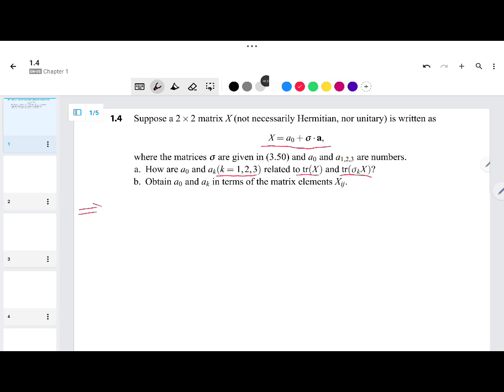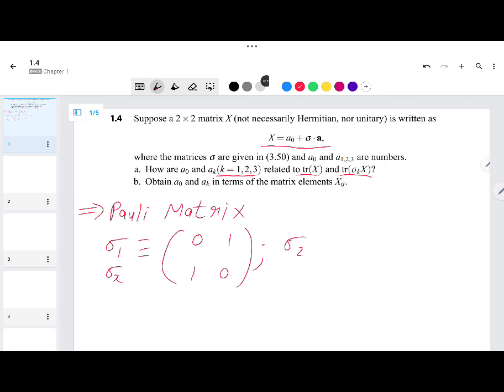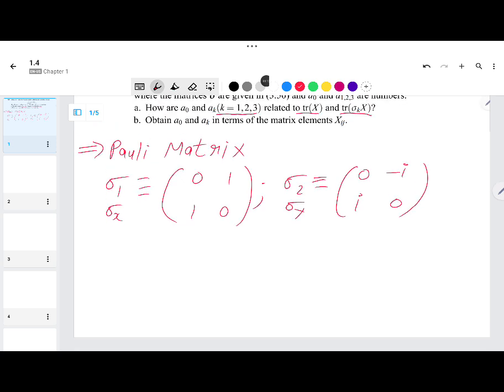So first I'll write the Pauli matrices, so basically the sigmas. Say sigma 1 is, sometimes this is referred to as sigma x as well. And there is sigma 2, which is defined as 0, minus i, i, 0, sometimes referred to as sigma y. And then there is sigma z, or sigma 3 here, defined as 1, 0, 0, minus 1. Okay, so these are the Pauli matrices.